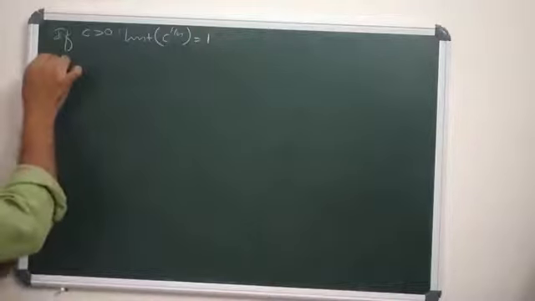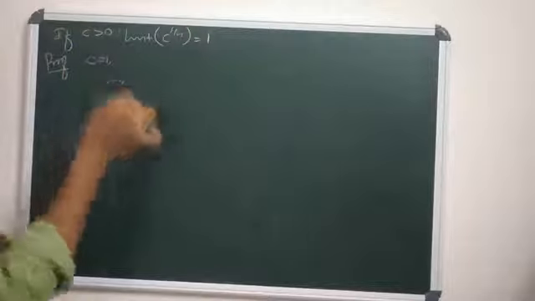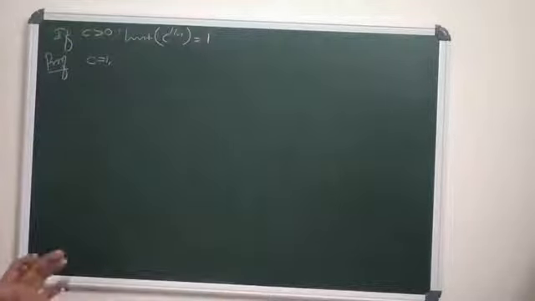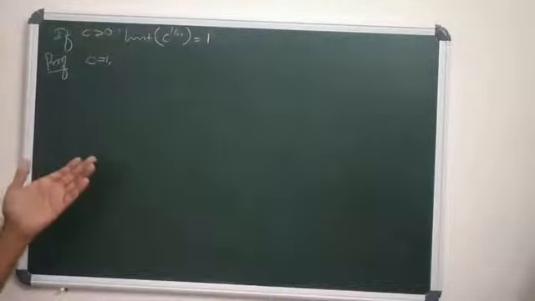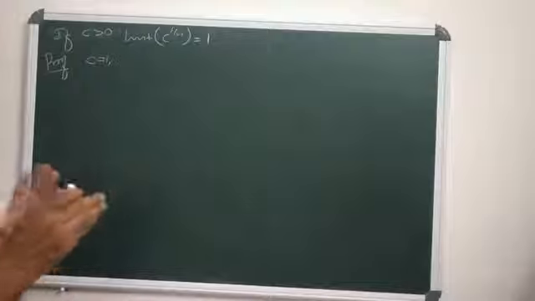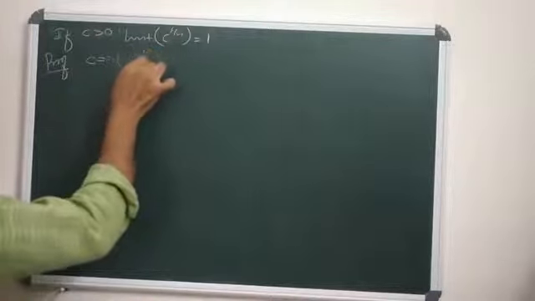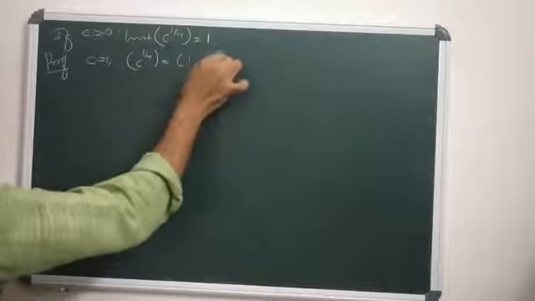So, when c equals 1, it's an unhappy result. Why? Because that is immediate. When c equals 1, what is the sequence c power 1 by n? It is 1, 1, 1, etc.